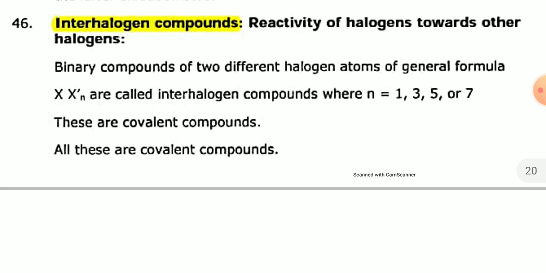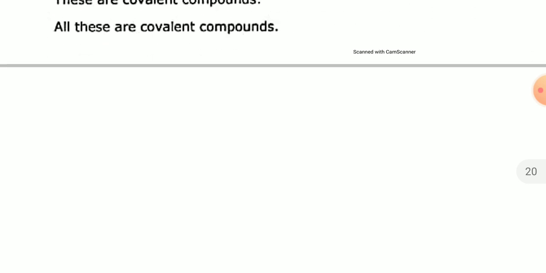So binary compounds of different halogen atoms of general formula XX'n are called interhalogen compounds. You have to remember interhalogen compounds. This is important. Where n is 1, 3, 5 and 7, and all these interhalogen compounds are covalent compounds.